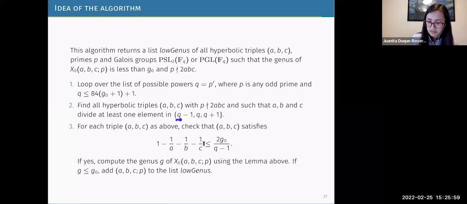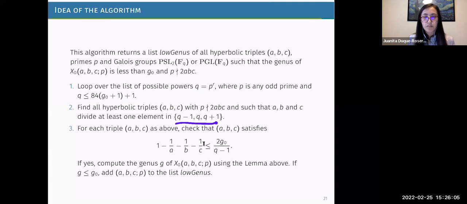And the only condition of divisibility is that your triples divide Q minus 1, Q, or Q plus 1. So you actually have finitely many options for your triples because you have been fixing Q. And then for each triple, you can check that there is another bound that comes also from Riemann-Hurwitz, just to make sure that you're being as efficient as possible. And then if this passes, then you can compute the genus using the corollary that we had before. And if you find the genus, you add it to our list of low genus.